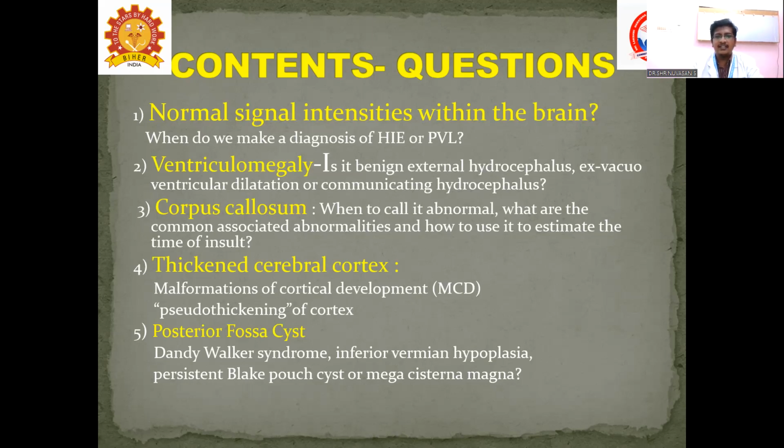If there is a cyst, then I try to identify whether it is enlarged and associated with any syndromes like Dandy-Walker, inferior vermian hypoplasia, and persistent Blake's pouch. So one by one we will see. Let us go to the first question: what are the normal signal intensities within the brain?